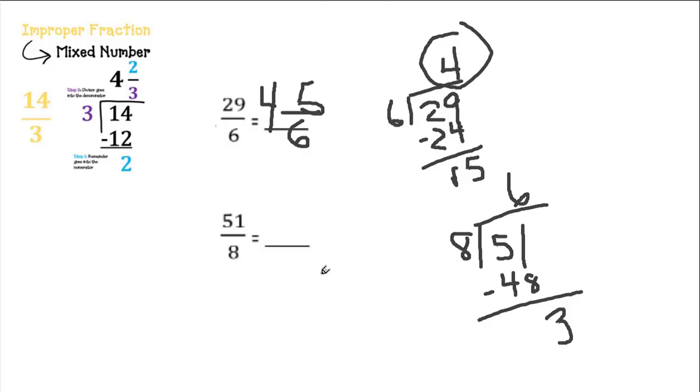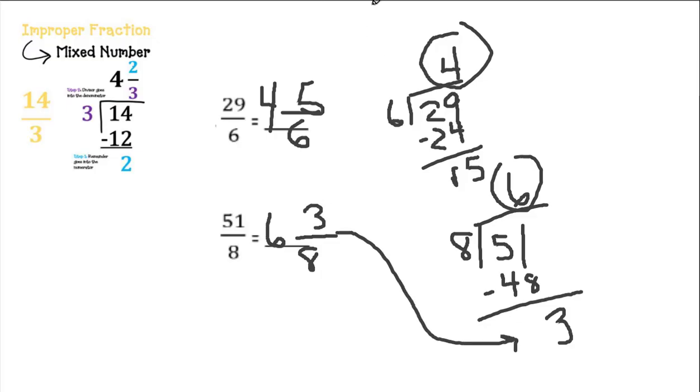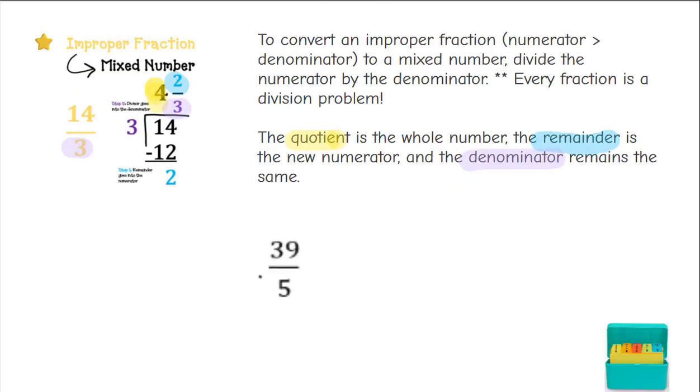I'm done. My whole number that I took out was 6. I took 6 wholes out of that number. My denominator is 8 and my numerator is 3. That's the remainder. If you need to draw a picture for yourself and color code things on your note cards, do that, all right? And here you go.